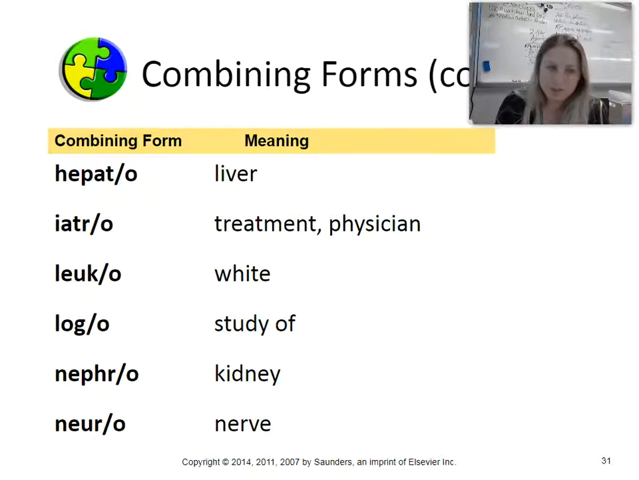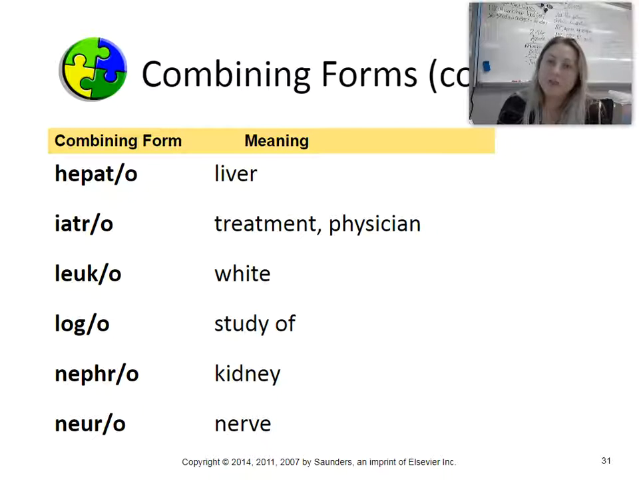AH2, this is a treatment by a physician. I'm trying to think of a word that has AH2 in it. I can't offhand. Then we have leuco, so a leukocyte, like a white blood cell. Leuco means white. Logo is study of, okay, like biology.